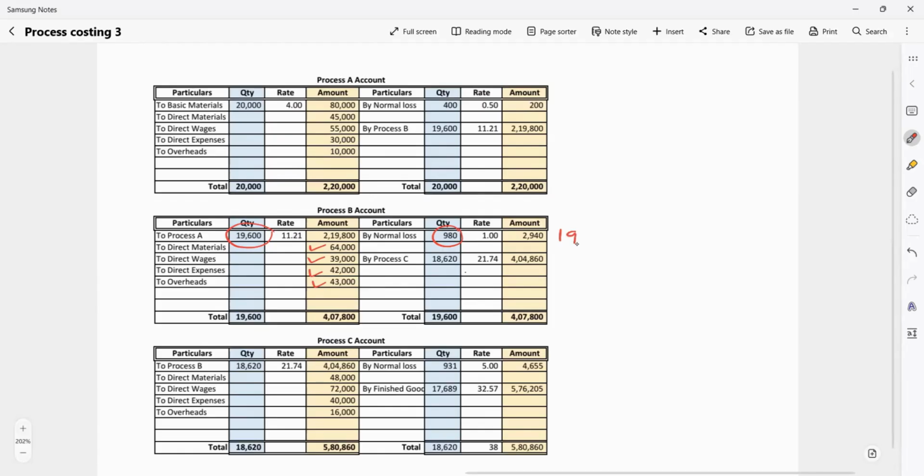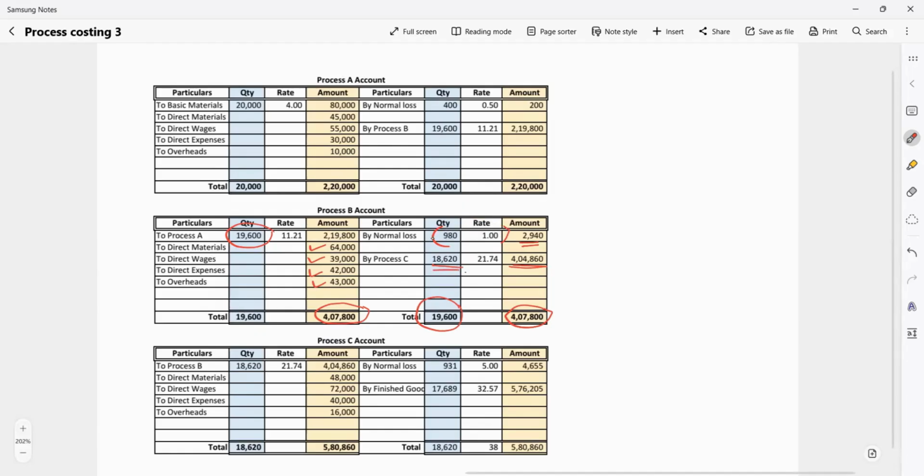So the calculation is 19,600 into 5%. It comes to 980 units. And scrap value given in the question is rupee 1 per unit. So amount comes to 2,940. And once we take the total of the amount column, it comes to 4,07,800. And from 4,07,800, after deducting scrap value 2,940, we will get 4,04,860. So this way, our process B to C transfer value comes to 4,04,860. And for the quantity column, after deducting normal loss from this total quantity, we will get 18,620 as quantity transferred from process B to process C.